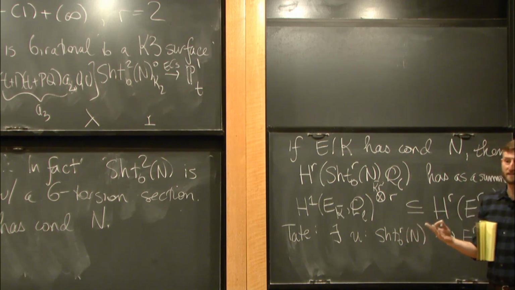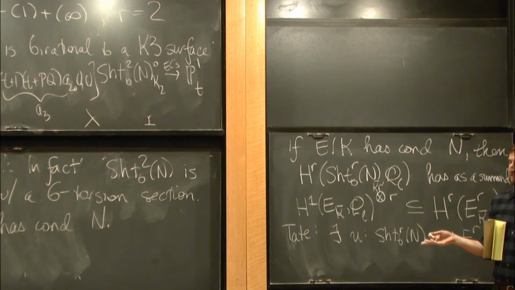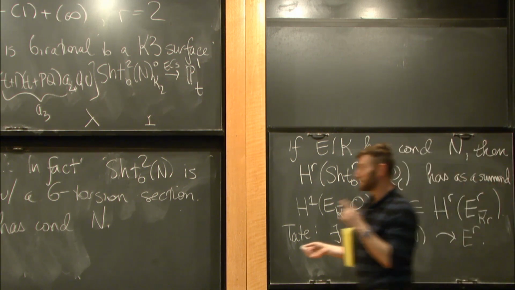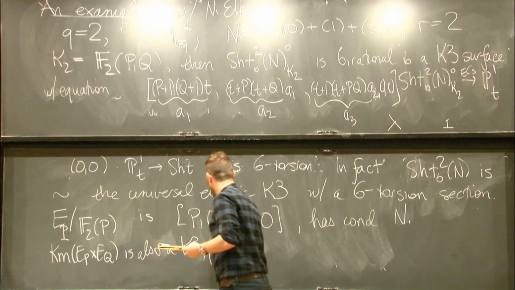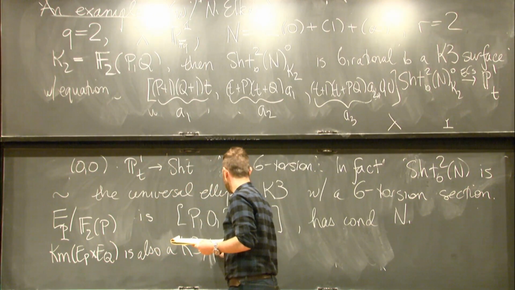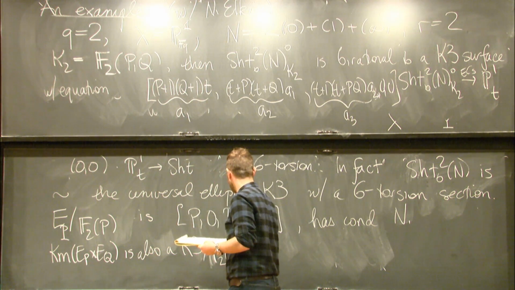Well, E cross E, how do I get a K3 surface out of that? I could pass to the Kummer surface. So I have another K3 surface. It's the Kummer surface of EP cross EQ. This is also a K3, and I consider it over F2 adjoining P and Q.